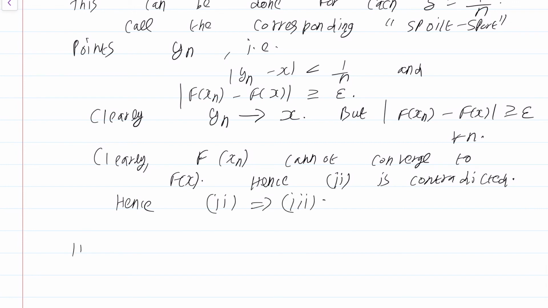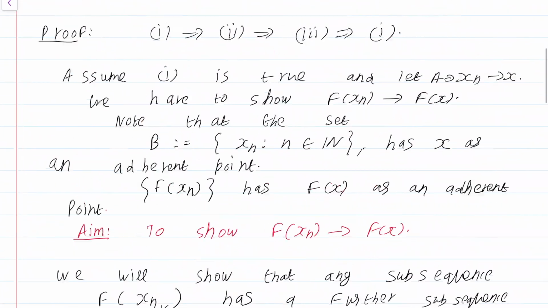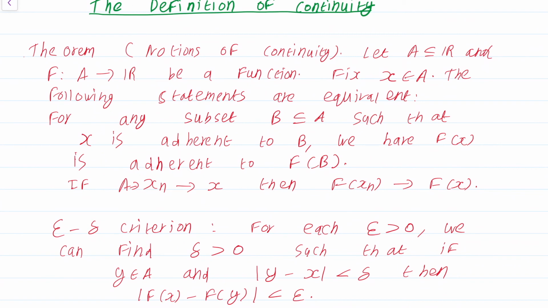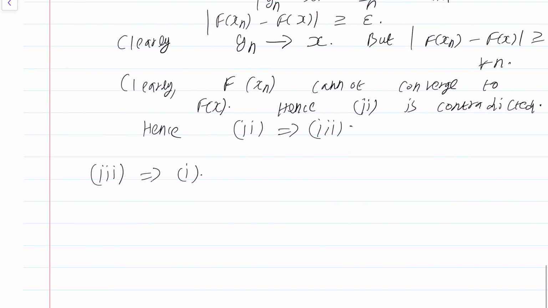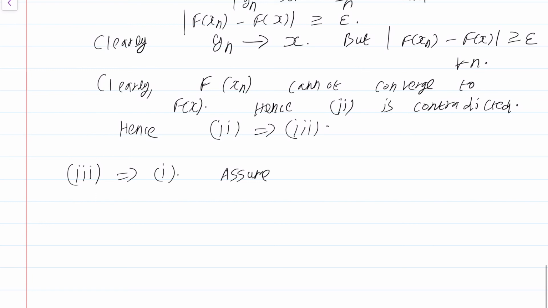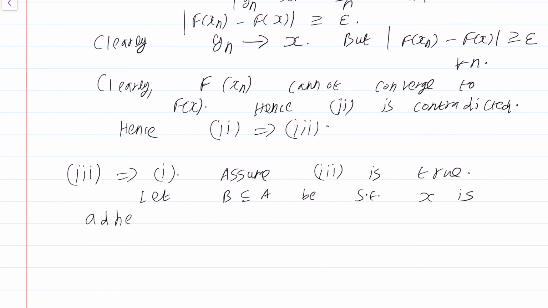Finally, we have to prove that 3 implies 1. That means we are assuming the epsilon delta criterion. We have to show that whenever we have a subset B such that x is adherent to B, we must have f of x is adherent to f of B. Let's prove that. Assume 3 is true. Let B subset of A be such that x is adherent to B.